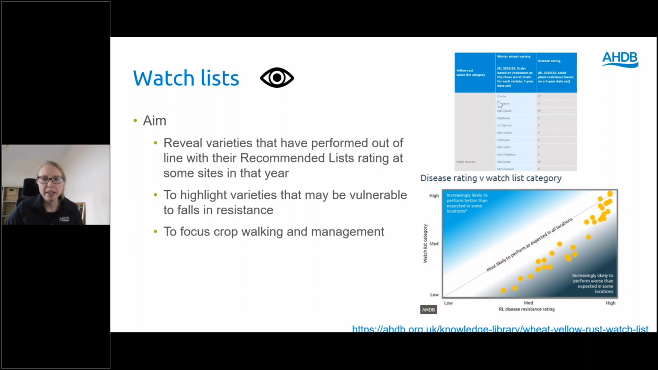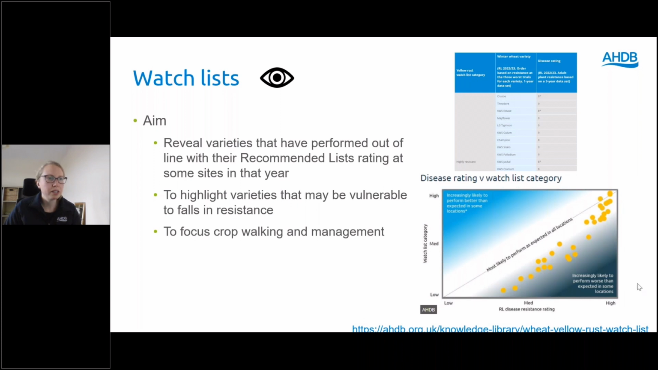And this is how it's displayed in this table on the right. It shows the varieties ordered by their performance at the 3 sites where each individual variety performed the worst compared to how it normally performs. And then alongside this is the main RL rating. So a variety that is low down in this section of the table but has a relatively high RL rating shows that it's performed worse than normal at between 1 and 3 sites.